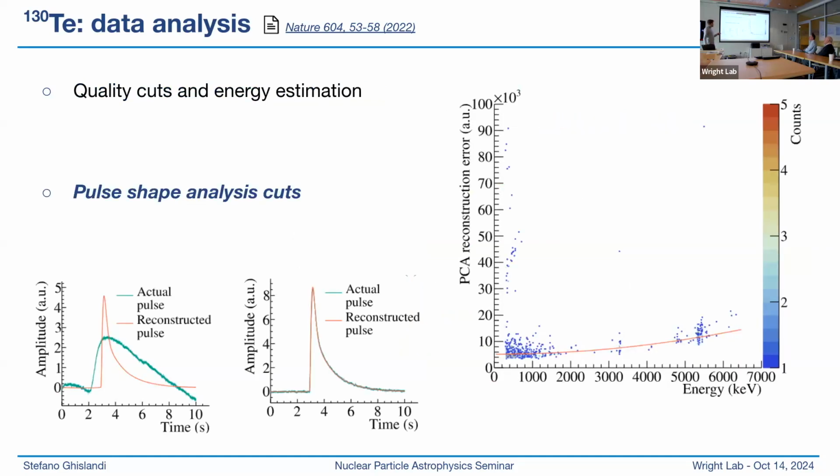Then you have pulse shape analysis cuts. Our pulse shape analysis is based on principal component analysis. So we are discarding pulses that are very different from the template pulse we expect. This can be caused by temperature or electronic glitches, or also vibrations coming from the outside. And we keep pulses that are similar. So let's see.